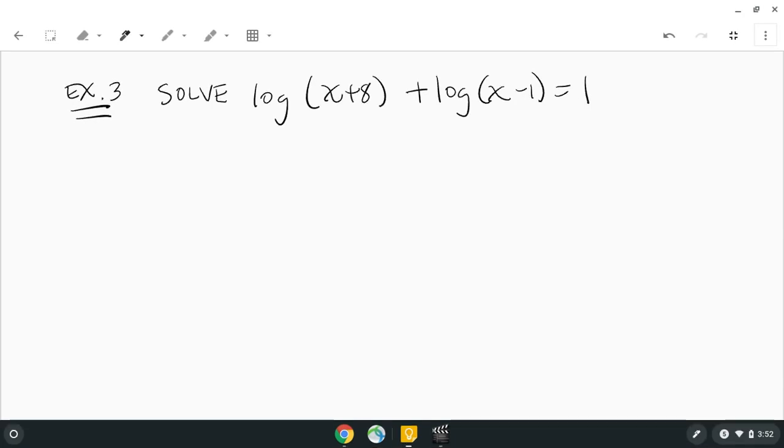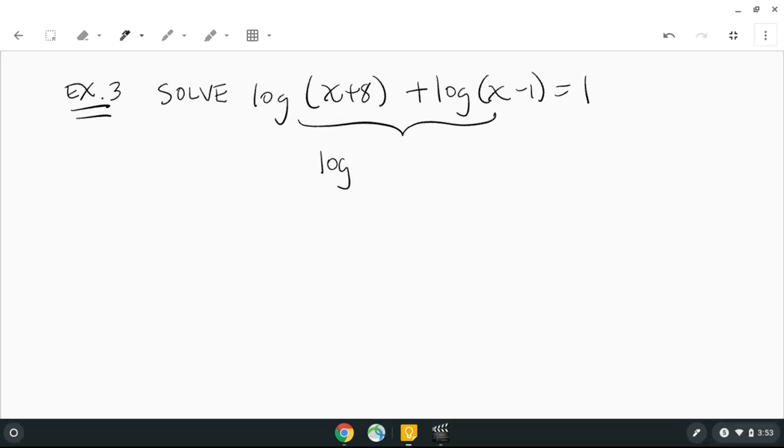So what we're going to do here is condense this. We're going to use our properties for condensing. Remember, you only have the 3 properties. One allows you to bring the exponent down to the front. And then you have the one here, if you have addition, you can rewrite it as 1 log, which is what we want. When we're solving logs, we like to have only 1 log on each side.